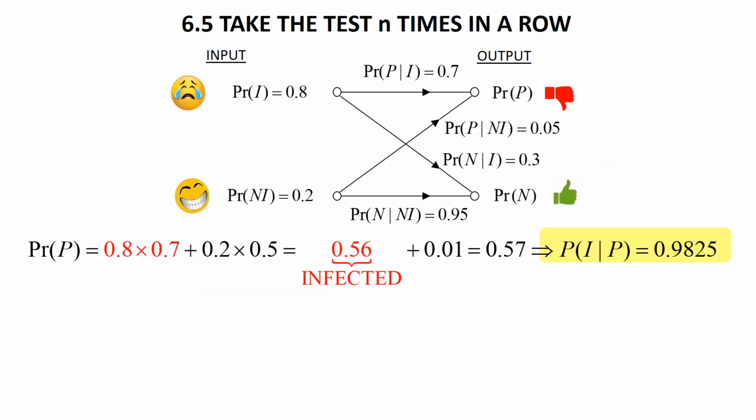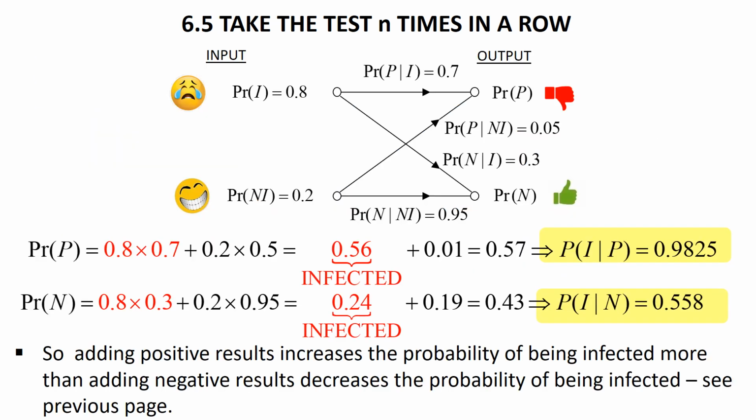So if you look at this slide, what you actually see here is that adding positive results, as we've said, increases the probability of being infected more than adding negative results decreases the probability of being infected. And that was what we did on the previous page. So this is just a semi-graphical mathematical illustration of why there is a difference.